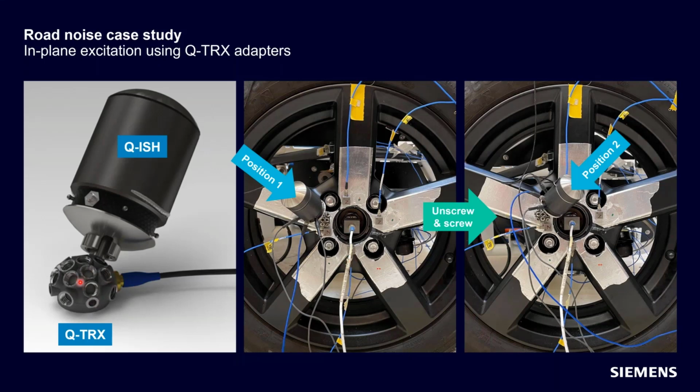Maybe I should just briefly mention, there is a triaxial accelerometer in the center of this adapter. And the principle is that the excitation goes through the measurement axis, or center point, let's say, of that triaxial accelerometer. So with this adapter, you don't have any parasitic moment excitation being applied to your structure.